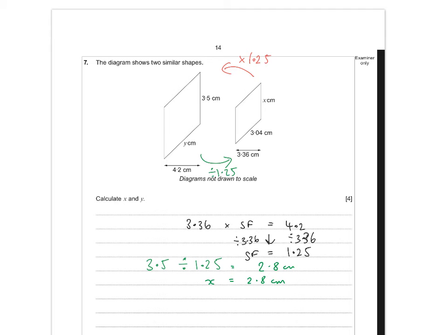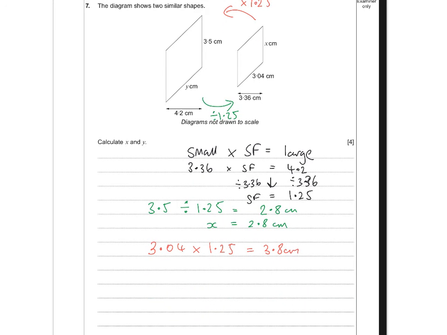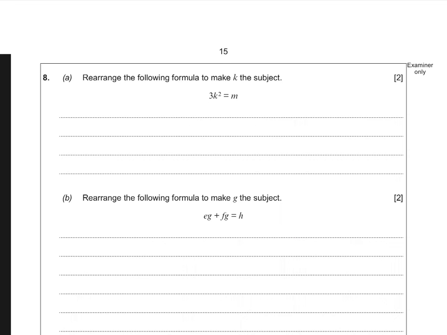Then I'm going to do exactly the same to find out what y is, but this time, to find y, I'm on this one here, and I must be times-ing by 1.25. So I'm going to do 3.04 times 1.25, and that is equal to 3.8 centimetres. And then I'm going to state y is equal to 3.8 centimetres.